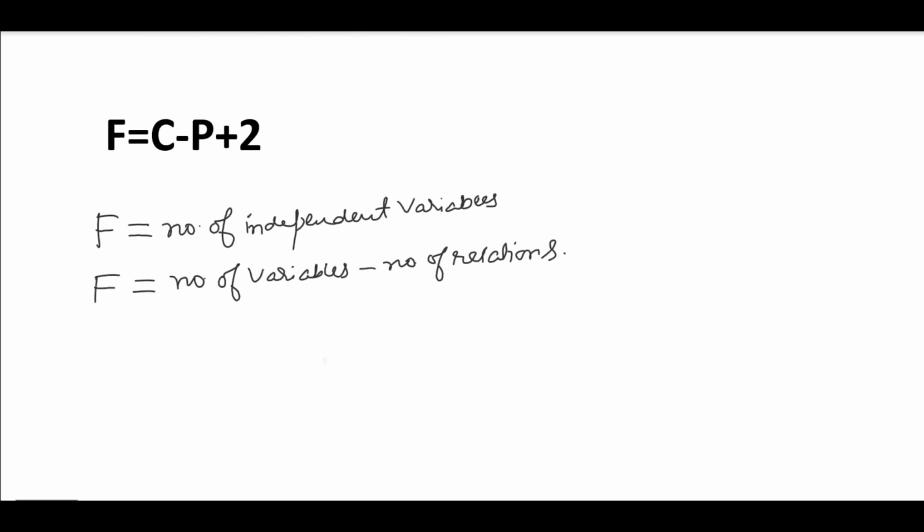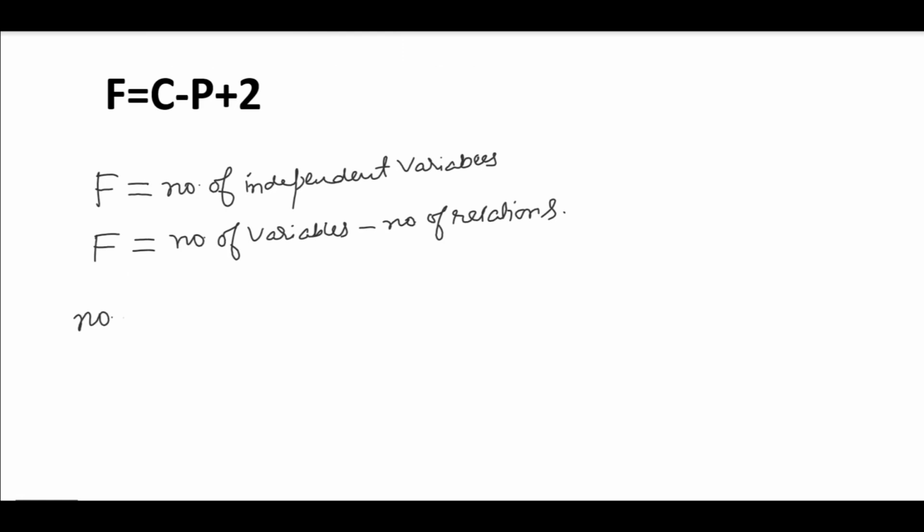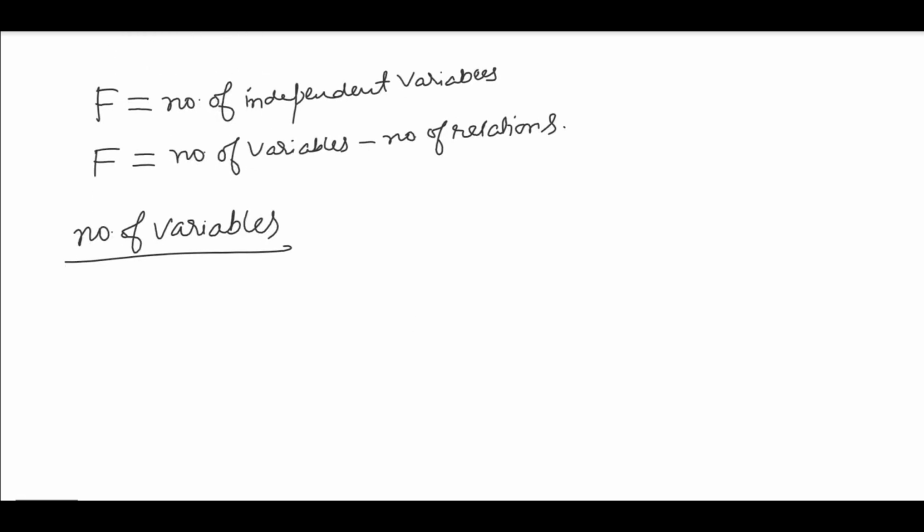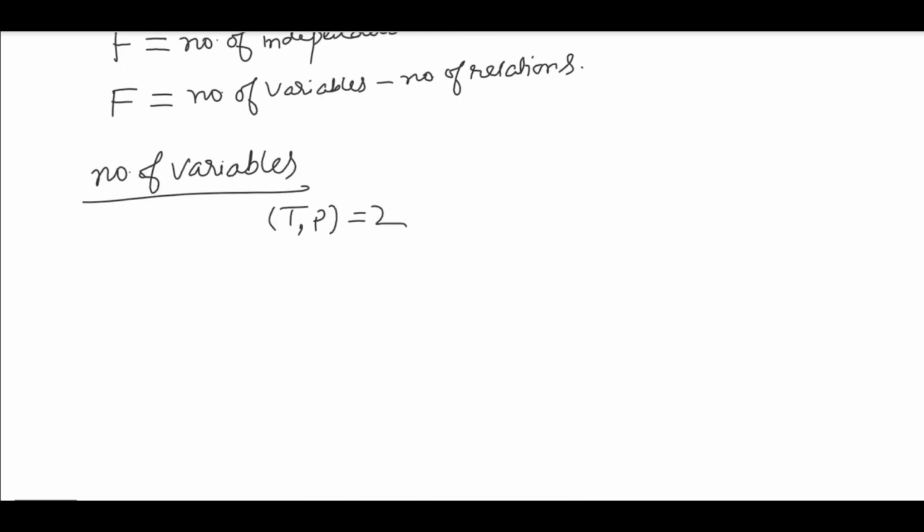For the number of variables, there must be two intensive variables present to specify a system, that is temperature and pressure. These count to 2. We can specify the composition of a phase by giving the mole fraction of C minus 1 components. Since there are P phases present, the total number of variables is P times (C minus 1) plus 2.